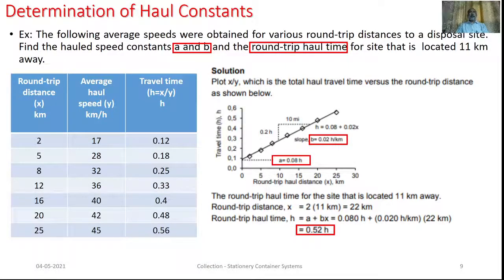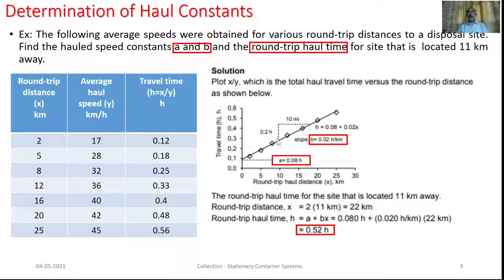For a particular case, if the data associated with the round trip distance and its corresponding speed is collected, we can work out the corresponding travel times. So having these basic data, we can work out the Hall constants A and B.